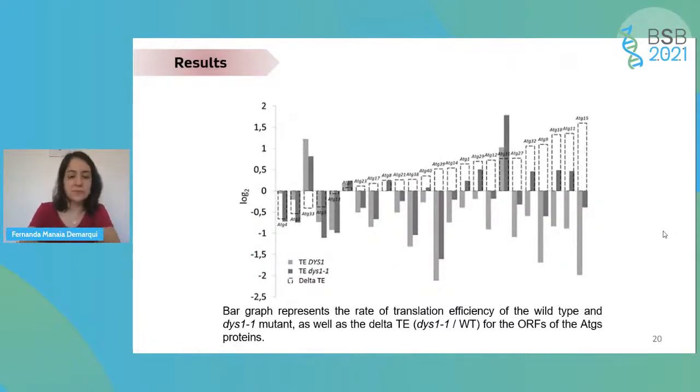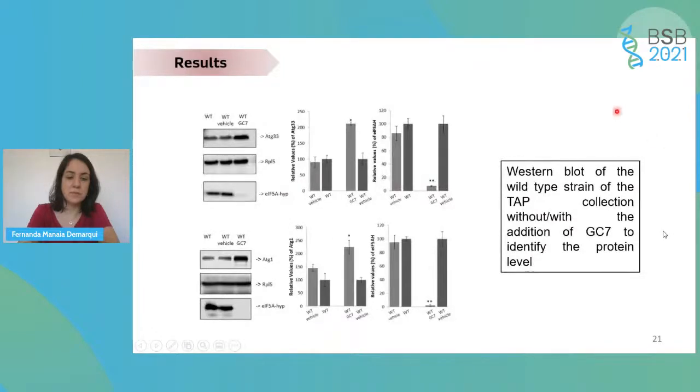In fact, we observed that most proteins involved in the autophagy process have an increased translational efficiency in GIS11 when compared to the wild type, configuring an increase in these mRNAs recruited for translation. Additionally, Western blot analysis of two ATGs in the wild-type strain with loss of hypusination caused by treatment with GC7 showed an increase in the protein level for both proteins.